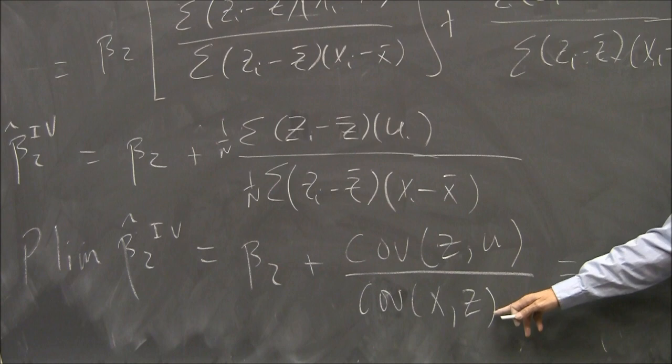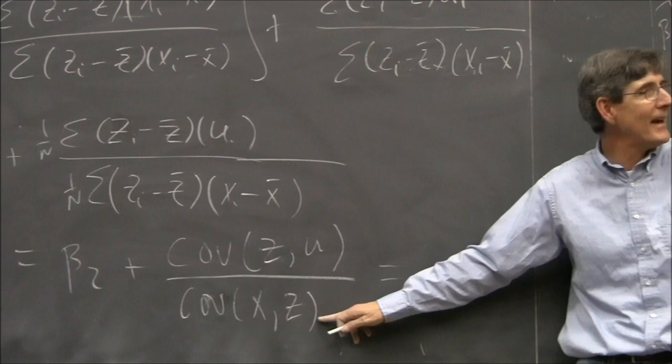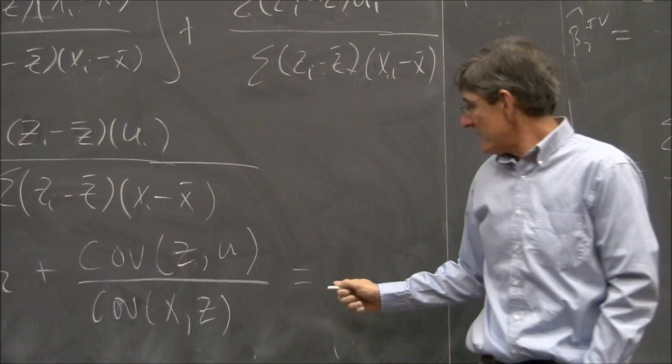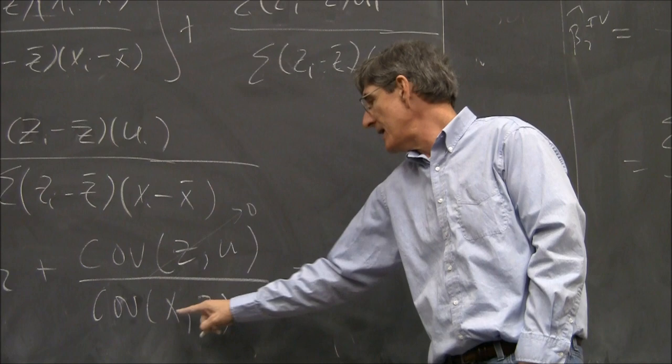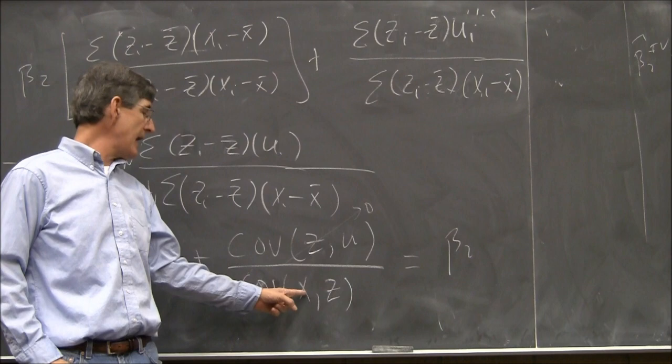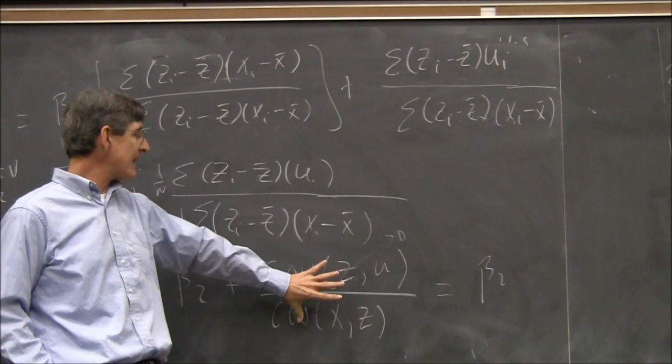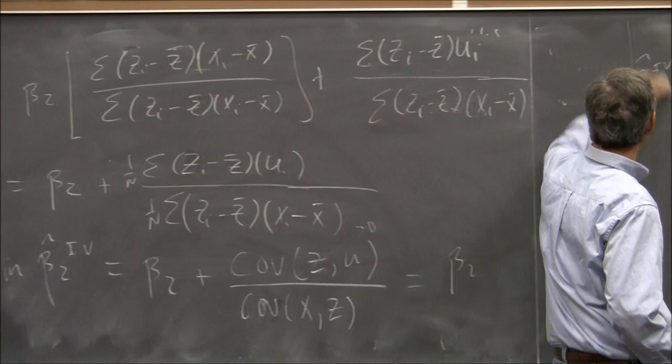Now, one other thing could go wrong. If this is zero, we're in trouble. But what's our other assumption? Z is correlated with x. So we're not dividing by zero. So this just equals beta 2, because this part is zero, and this is non-zero by assumption, because we said z and x are correlated. The properties of the instrument are, it's something correlated with x, but not correlated with u. So that's exactly what we need. So if we can find such a variable, then it's easy to solve the errors in variables problem.